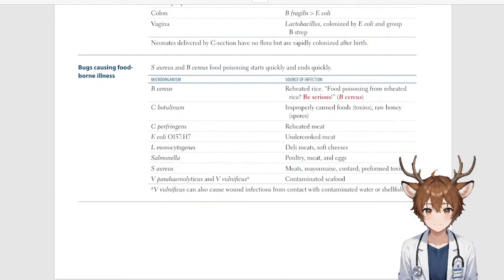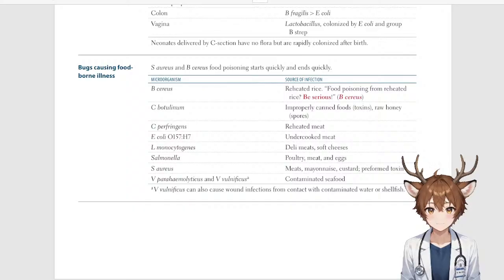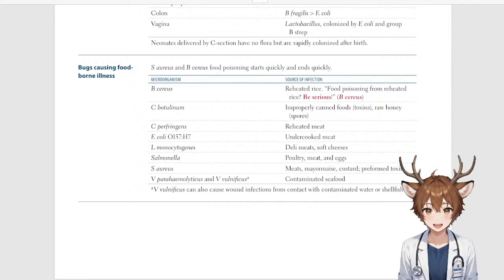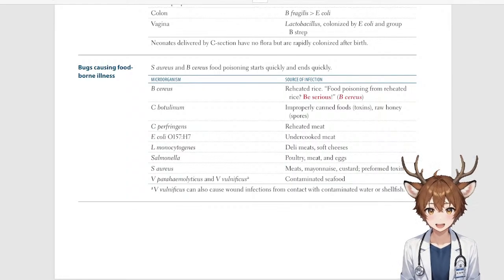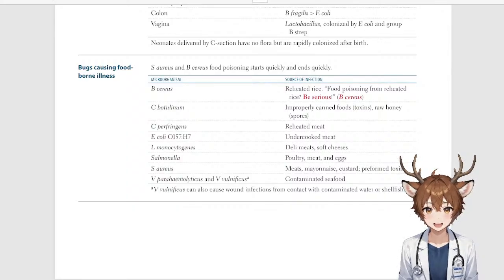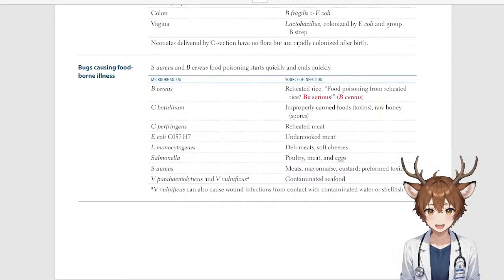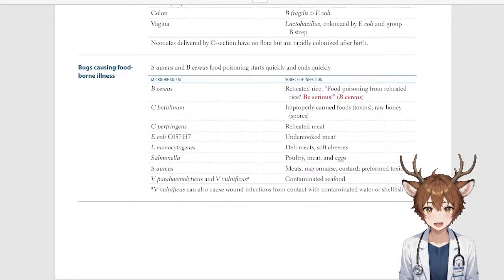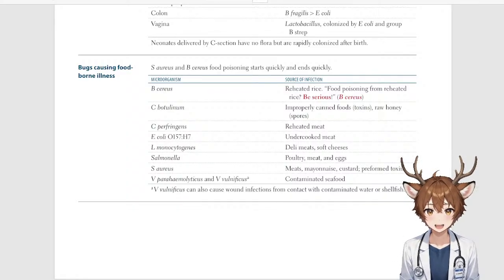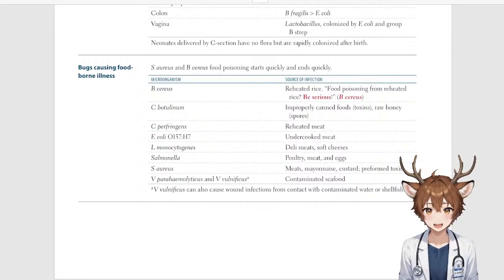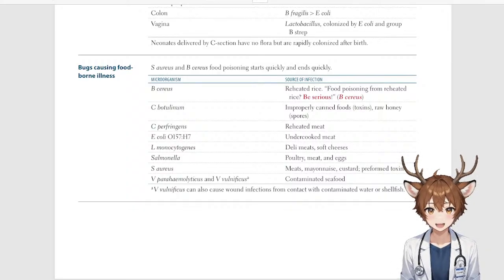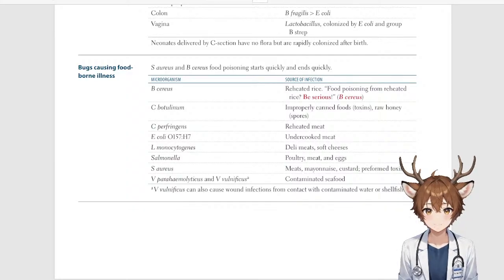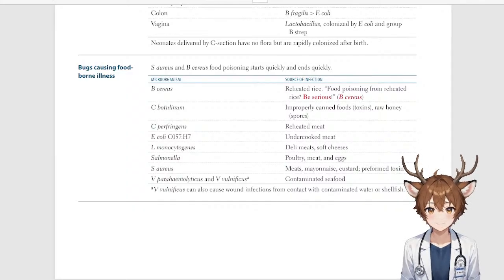What about bugs causing foodborne illness? Staph aureus and Bacillus cereus food poisoning starts quickly and ends quickly, exotoxin mediated. Microorganism and the source of the infection. So Bacillus cereus is caused by reheated rice, food poisoning from reheated rice. I just remember that cereus and rice have the same consonants, so both have an R in them. That's how I remember it, even if the vowels are different technically. So rice, cereus.